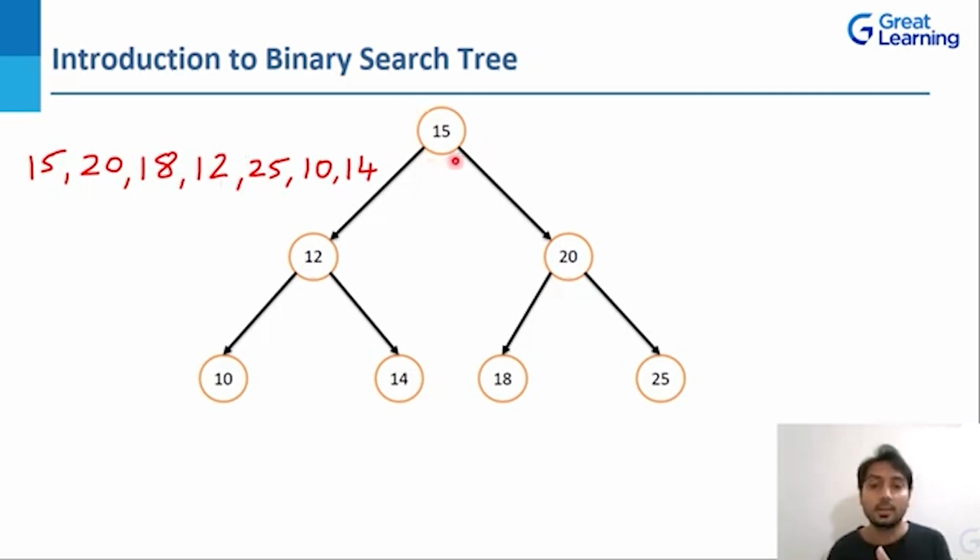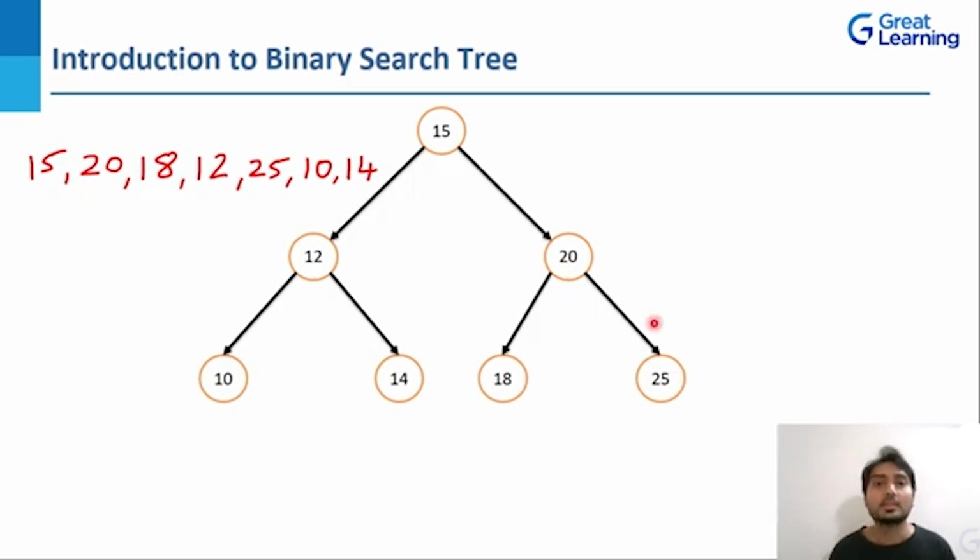Smaller, greater, smaller. So move to the left side. So 12 will be placed here. Next up, we have 25. So 25, when you compare with 15, it is greater. So move to the right. Compare with 20, again it is greater. So move to the right, as simple as that. So 25 will be placed here.